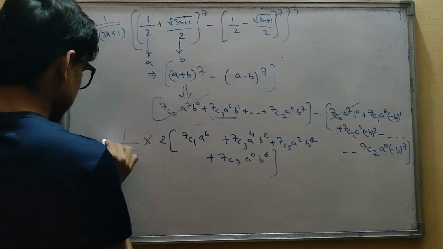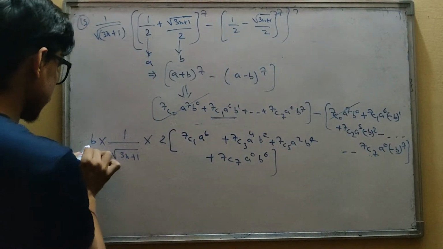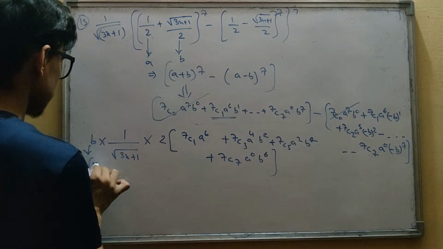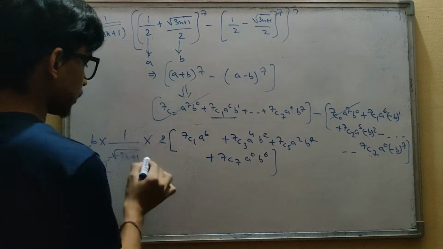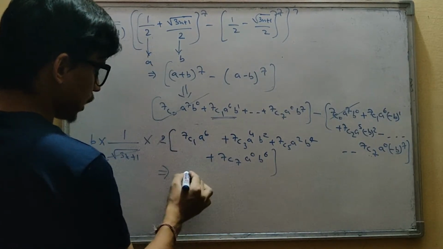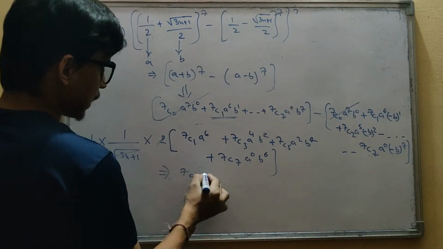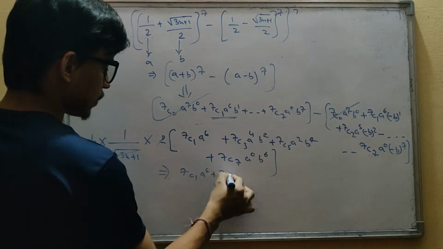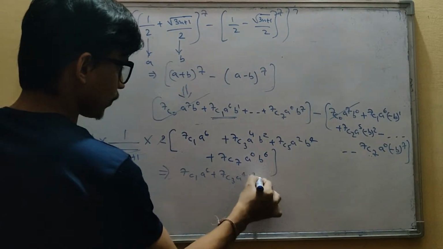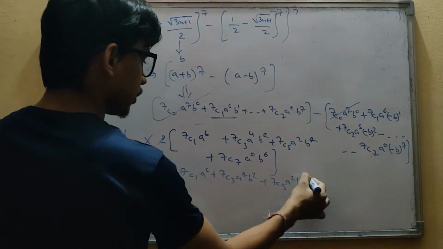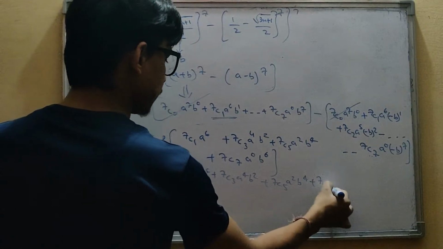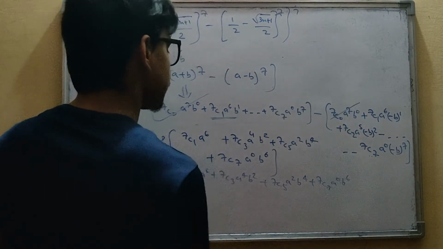Now I have taken b as a common, right? And what is b? b is nothing but root 3x plus 1 upon 2. So this will cancel out with this, and this 2 will cancel out with this. So in the last, what I am remaining with is 7c1 a to the power 6 plus 7c3 a to the power 4 b to the power 2 plus 7c5 a to the power 2 b to the power 4 and 7c7 a to the power 0 and b to the power 6, right?